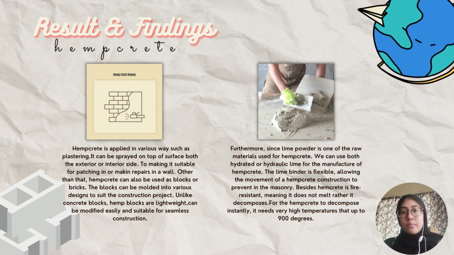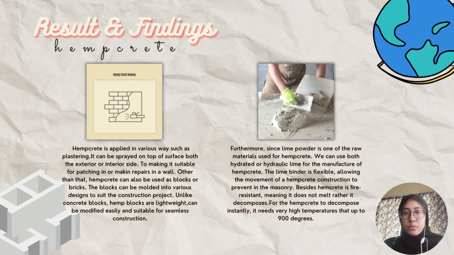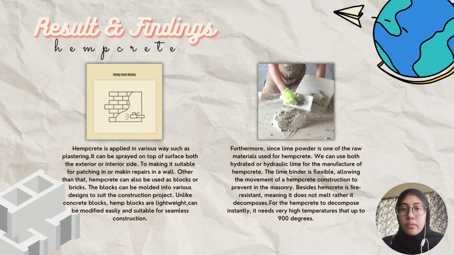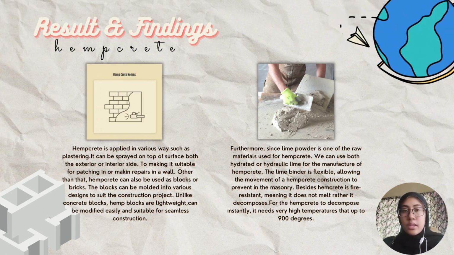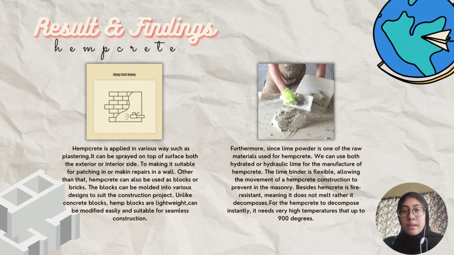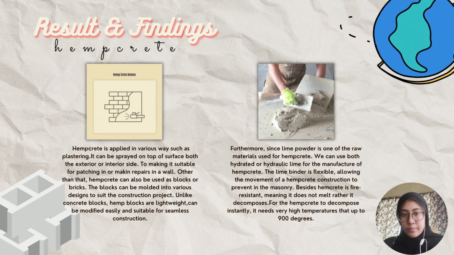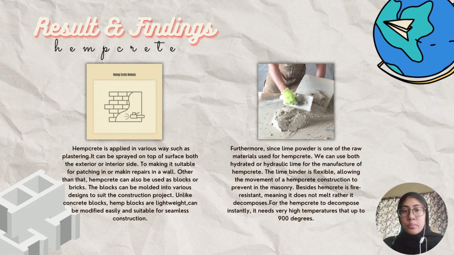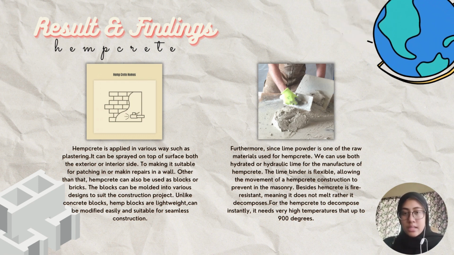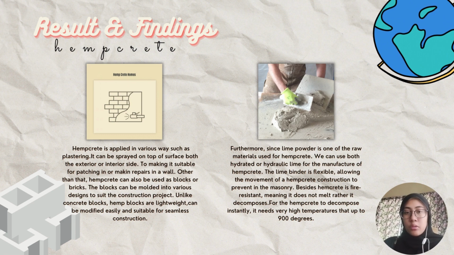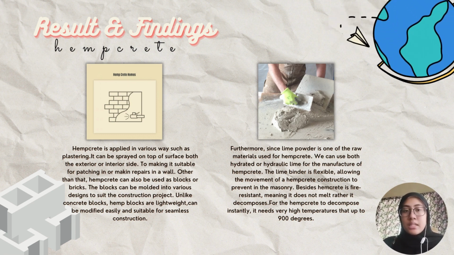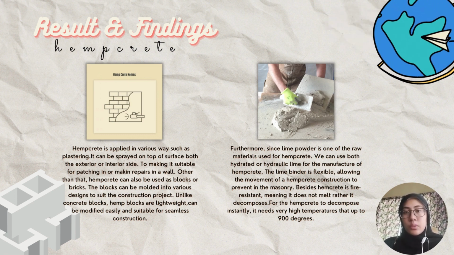Furthermore, since lime powder is one of the raw materials used for hempcrete, we can use both hydrated or hydraulic lime for the manufacture of hempcrete. The lime binder is flexible, allowing movement of the hempcrete construction to prevent cracking. Besides, hempcrete is fire resistant, meaning it does not melt, rather it decomposes. For hempcrete to decompose instantly, it needs a very high temperature, up to 900 degrees.